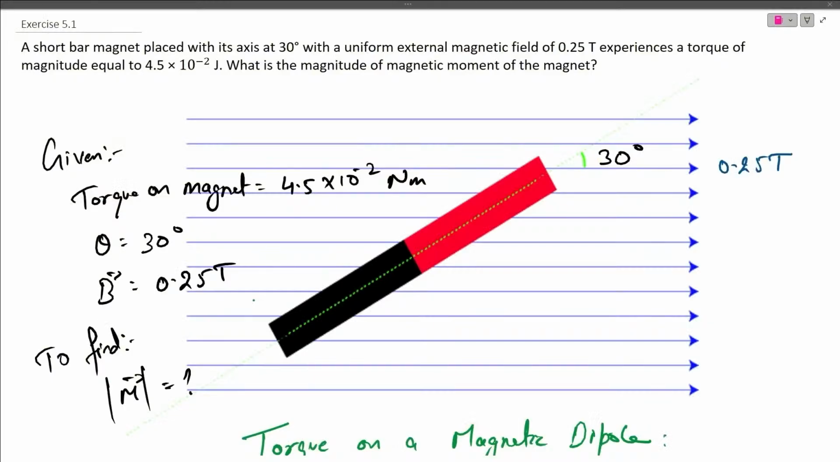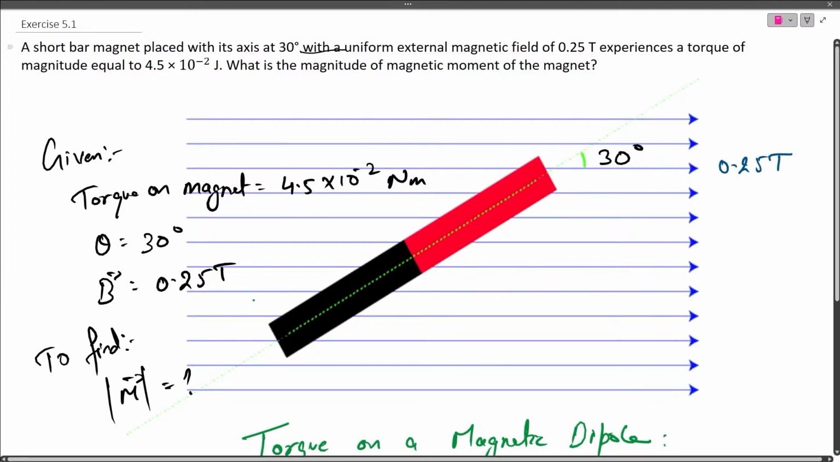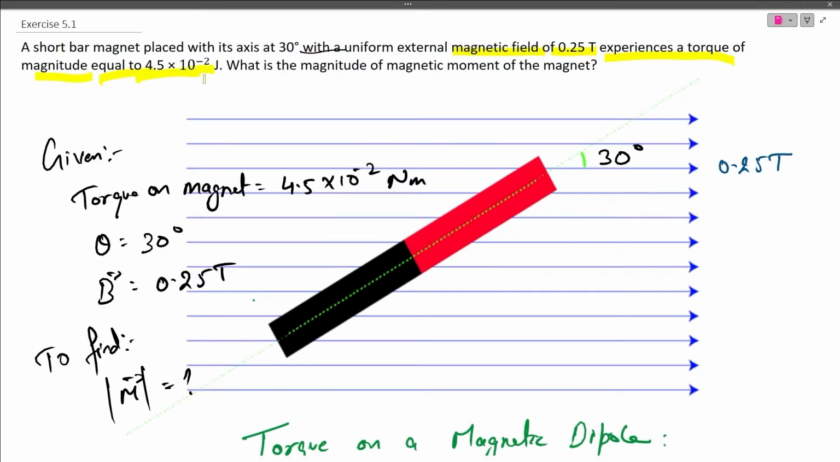The question says that a short bar magnet placed with its axis at 30 degree with a uniform external magnetic field of 0.25 Tesla experiences a torque of magnitude equal to 4.5 into 10 to the power minus 2 joule. What is the magnitude of magnetic moment of the magnet?